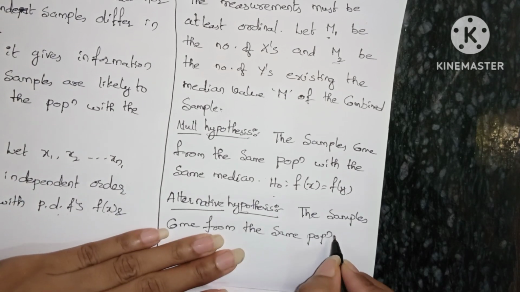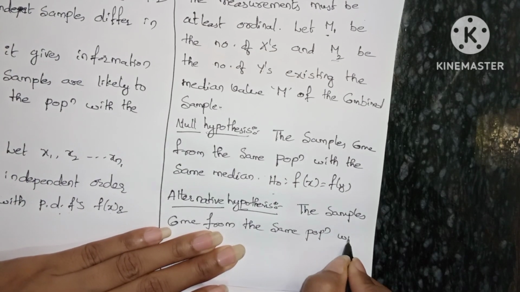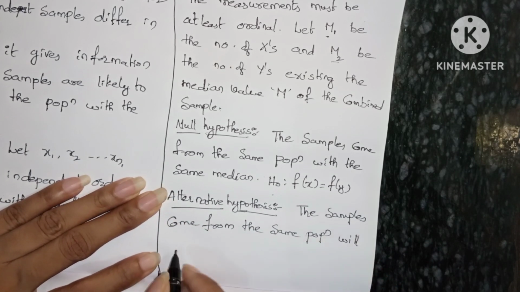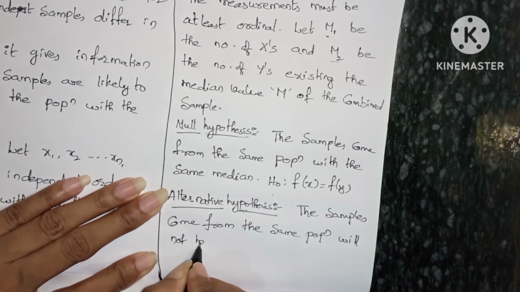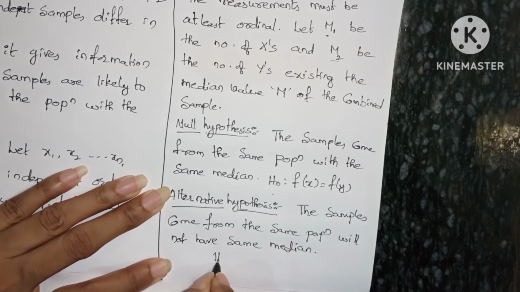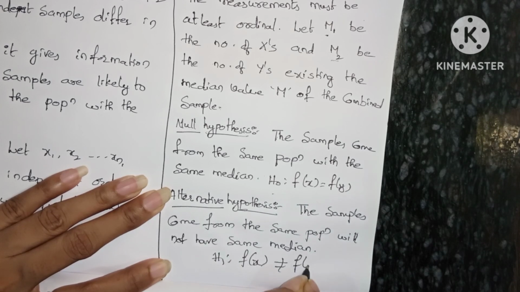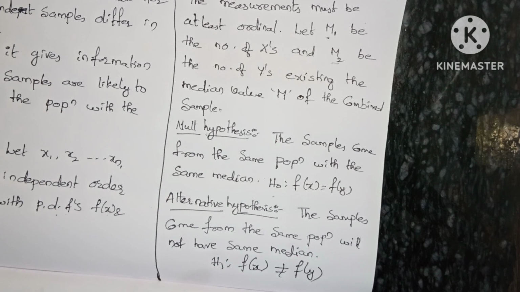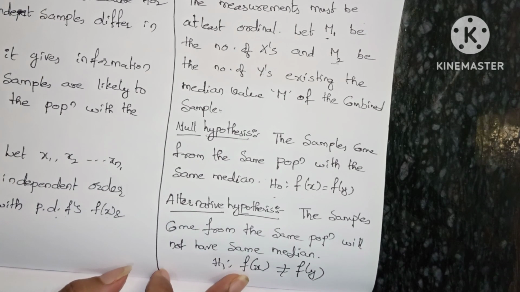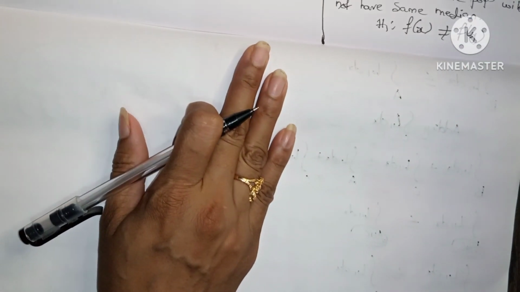Same population will not have the same median. Okay, will not have what? Same median. So that is nothing but H1 such that f of x not equals f of y. So this is about the null hypothesis and the alternative hypothesis. Next is the test statistic.